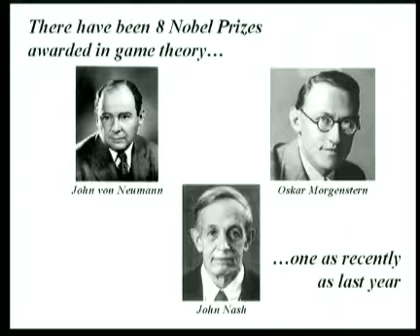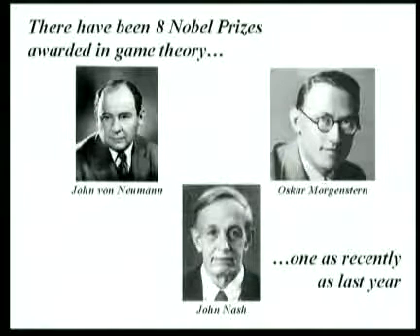This is another point I want to make with you: this is not a trivial area. There have, in fact, been 8 Nobel Prizes awarded in game theory, and one as recently as last year. Morgenstern and von Neumann won a Nobel Prize. John Nash back in the 90s won his. Lots of very high-powered quality work in this area.